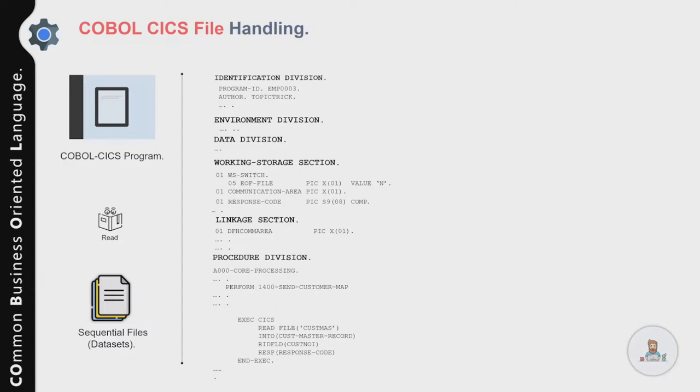Although you can use any name for the working-storage field, you must use DFHCOMMAREA for the linkage section field. Now, if you notice the procedure division, which is generally used to specify your business logic, we have not used the native COBOL READ, WRITE, OPEN or CLOSE statements, because if you are writing a COBOL CICS program, then you have to deal with CICS commands.